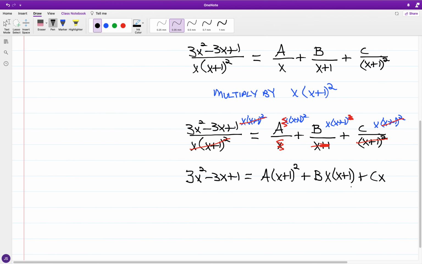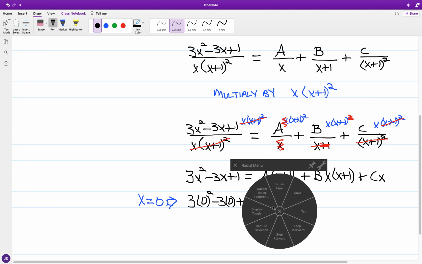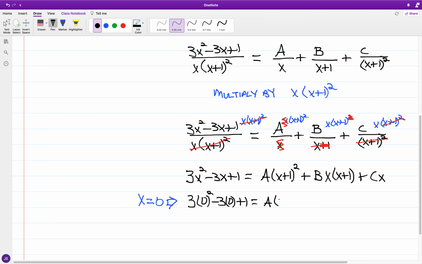All right, now we have three unknowns and a couple of zeros that we can apply. Let's say I look at solving for a first. If I set x to 0, I'm going to have 3 times 0 squared minus 3 times 0 plus 1 is equal to a times the square of 0 plus 1. We have b times 0 plus 1 plus c times 0.